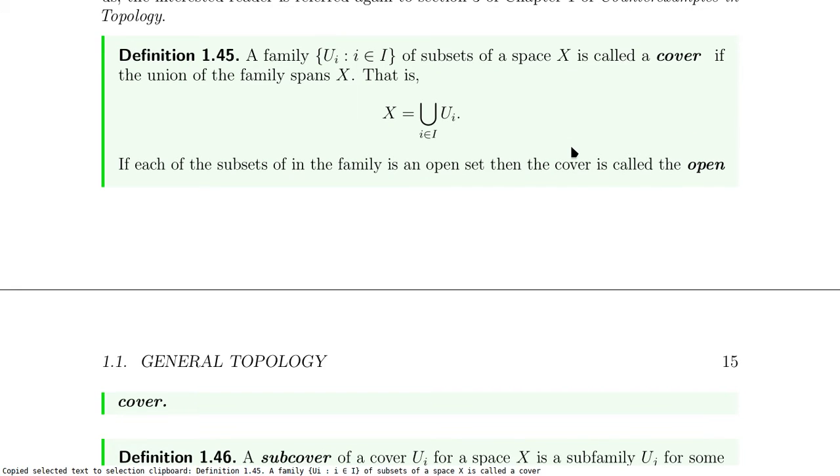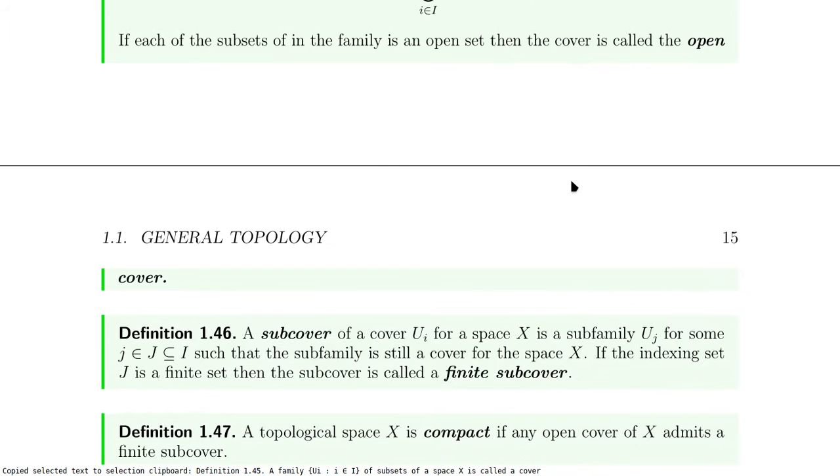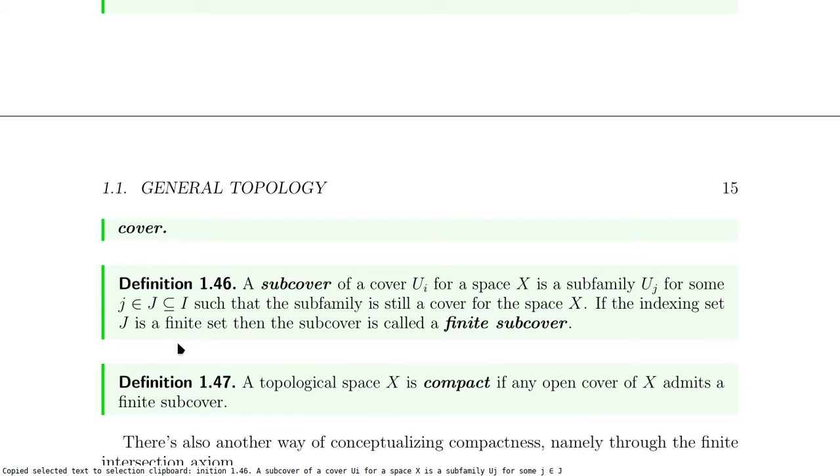Now if you make up this family by just taking open subsets, then your cover is going to be an open cover. So open cover is something we'll probably use a lot. Now with a cover, you also have something called a subcover. A subcover of a cover is a subfamily which also spans the same space that the cover was spanning, right? So if you have a cover U_i, then you have some subfamily U_j, indexed by a subset of the original indexing set, and the condition is that the subcover must cover the whole space as the parent cover did.